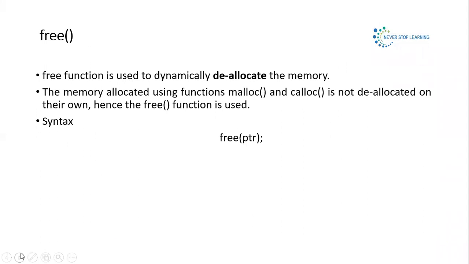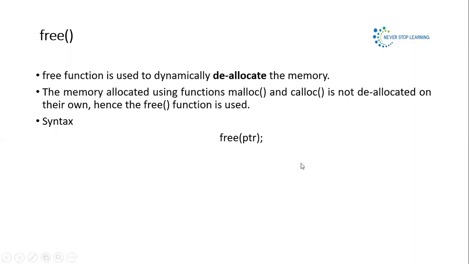Now, next we have free. Free is again a dynamic memory deallocation function. It is also present in the standard library. Whenever our work is done, we have to free the memory. Memory allocation is done by malloc and calloc, and when our work is done, we have to deallocate the memory. For this, we need the free function, because malloc and calloc themselves will not deallocate the memory. Hence, we have to call a function, and that function is the free function.